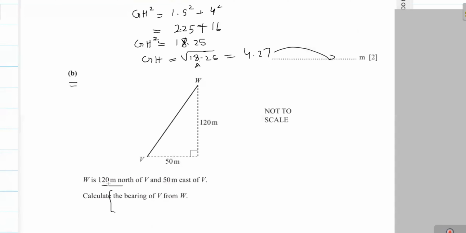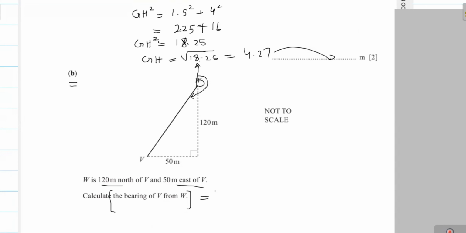Part B, W is 120 meters north of V, and 50 meters east of V. Calculate the bearing of V from W. The bearing of V from W is the angle measured from the north at W in the clockwise direction towards V. Now this angle is equal to 180 degrees, and we add the remaining angle, x degrees. This will be the bearing of V from W.